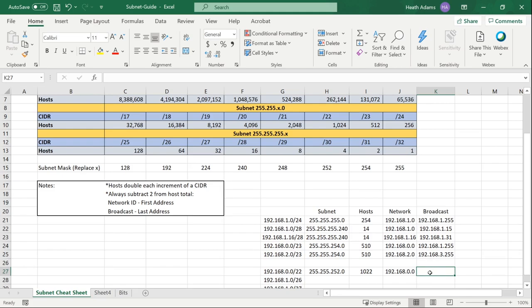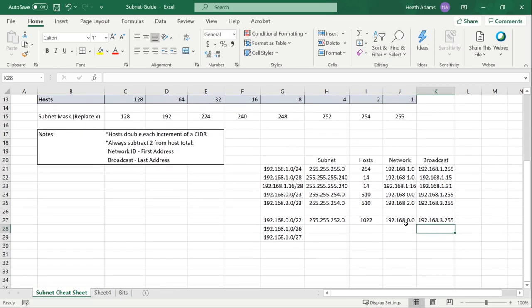So I'm going to go ahead and go 0, 1, 2, 3. That's four total. We'd say 192.168.3.255. And hopefully that math makes sense. Again, 0.0.1 through 254, 1.1 through 254, 2.1 through 254, 3.1 through 254. That equals about 1,022 hosts.